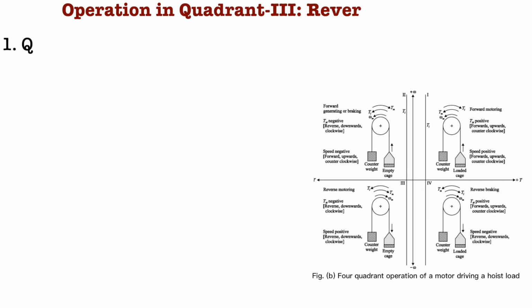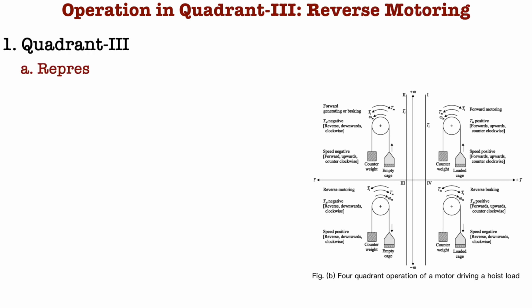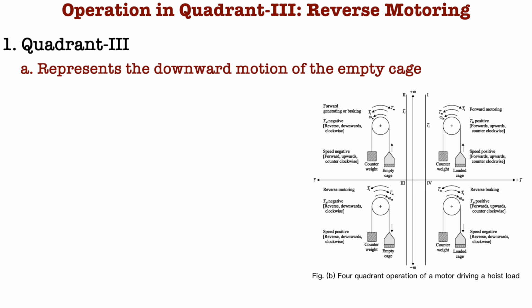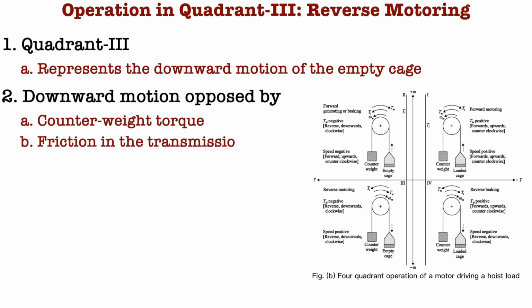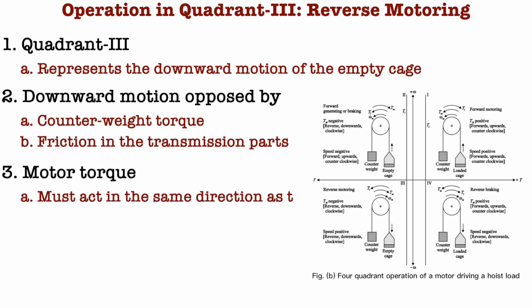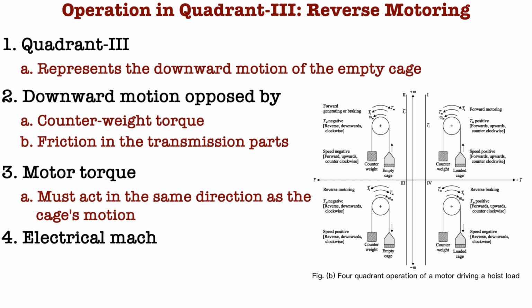So, now let us see the third quadrant. It represents the downward motion of the empty cage. The downward journey of the cage is opposed by the torque due to counterweight and friction at the transmitting parts. So, for moving the cage downwards, the motor torque must act in the same direction as the motion of the cage. The electrical machine acts as a motor.